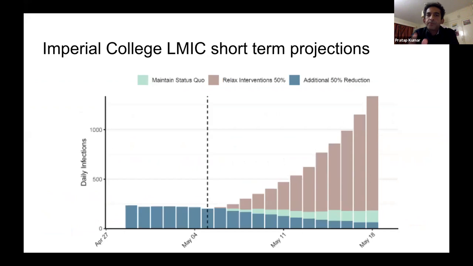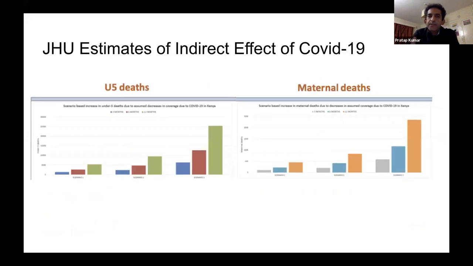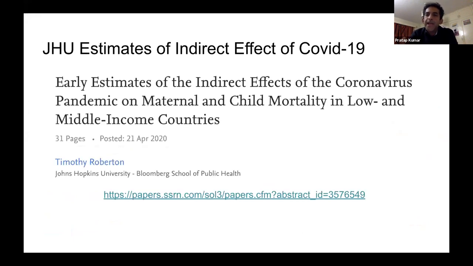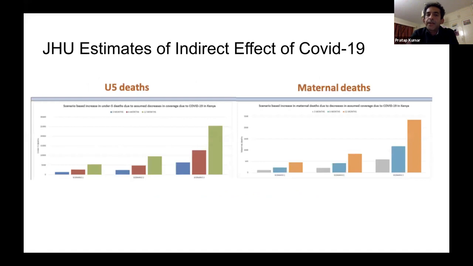And there's a similar study from the Imperial College saying that line is pretty much today. And if we relax interventions, we are going to start increasing the number of daily infections and so on. And the last thing I'd like to talk about is Johns Hopkins data built on Ebola learnings about what happens when you shut down health systems and the number of deaths that you're likely to get from other conditions, and in this case, maternal and child mortality. And we're likely to have large amounts of child and maternal mortality because our health system might be overwhelmed by COVID and corona cases over the next few months.